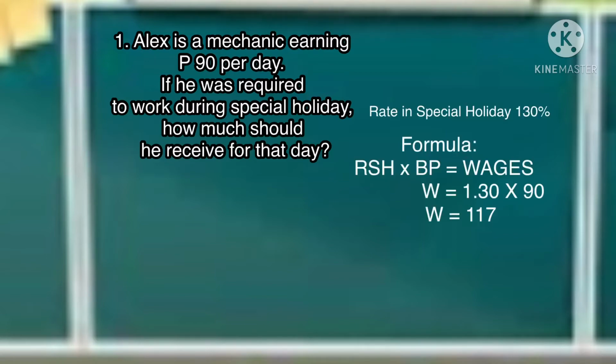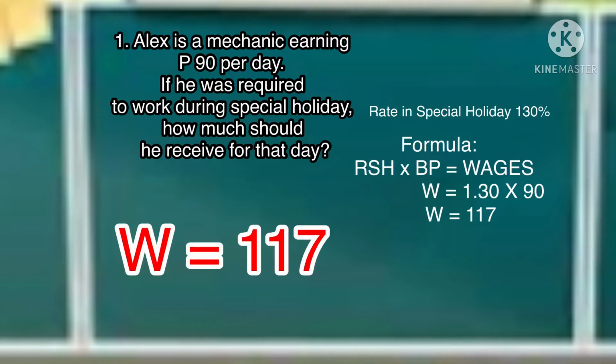To find out the answer, we're going to use the formula of special holiday rate, which is 130% times the basic pay. As you can see on the screen, we convert the 130% into a decimal number, which is 1.3, times the basic pay of 90. Right now, we multiply the special holiday rate of 1.3 times the basic pay of 90, which equals 117 pesos, the total wages that Alex can receive on that day.